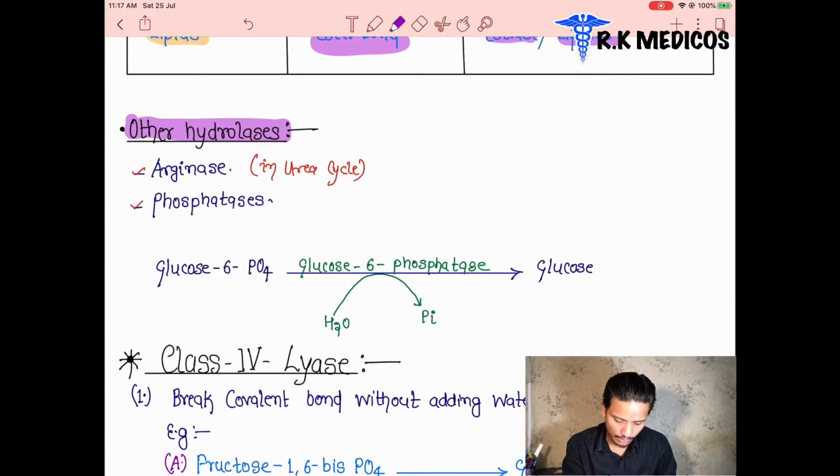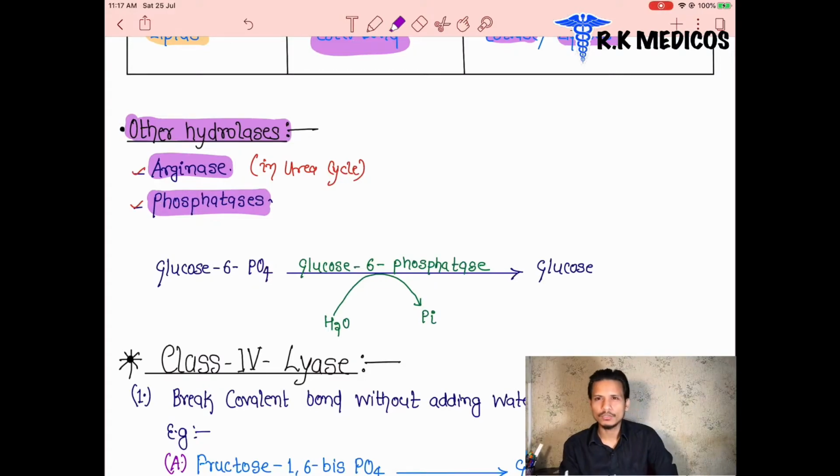What are the other hydrolase enzymes? We have to know arginase. We discussed it in the urea cycle, where the arginase enzyme is used, and we discussed the role of it there. Next one is phosphatase. What is the role of the phosphatase enzyme, and in which group do phosphatases come? We have to memorize it. Phosphatases come under the hydrolases.